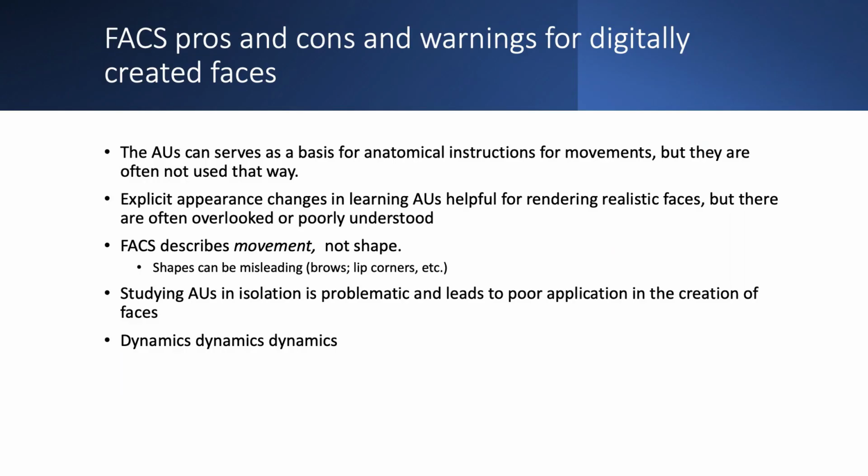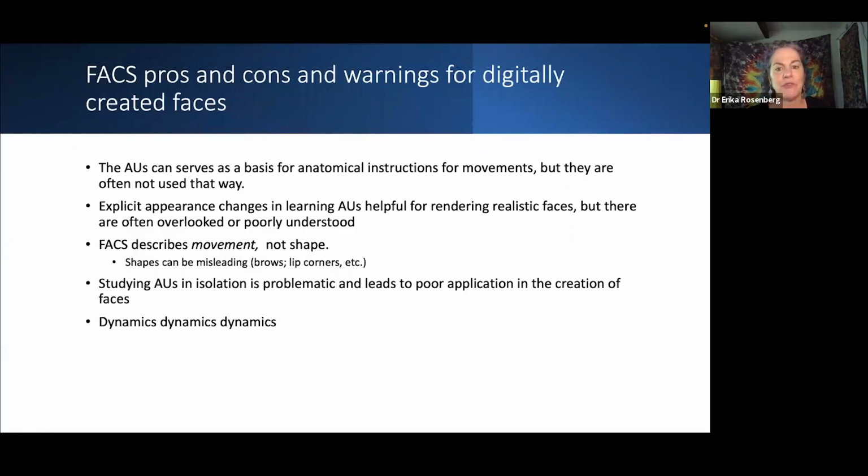A couple things I want to offer as warnings for people in your line of work, the pros and cons of FACS for purposes of creating digital faces. And I know there's a lot of text on this. These slides are going to be available with the archived recording of the talk, so you can look at it in more detail later. One of the most important things here is FACS is really valuable as a basis for anatomical instructions for movements, but they're often not used that way. They still are often used as shape indicators, but you've got to look at them as movements to get the most out of the AUs.